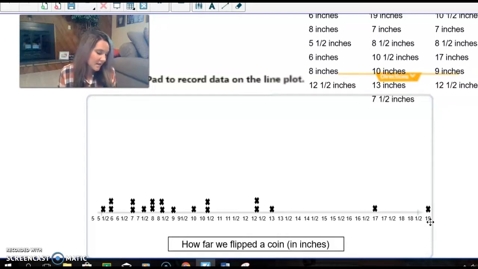What would you say the typical or usual measurement was for our class, for our grade 3 students? Well, the data here is clumped together. Again, I'm considering 17 inches and 19 inches outliers. I would say the typical third grader would be able to flip a coin 8 to 8.5 inches. That would be the typical measurement.